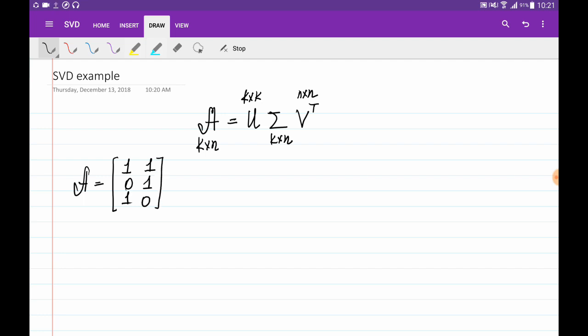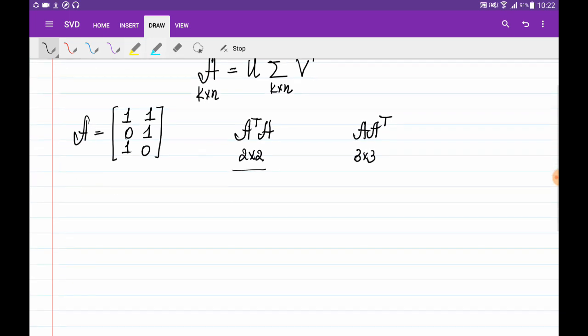In the beginning, before we start, we need to see what will be the size of A transpose A and A A transpose. If we multiply A transpose to A, we're going to have a 2 by 2 matrix, and if we multiply A A transpose, we're going to have a 3 by 3 matrix. So it is better to start with finding the eigenvalues and eigenvectors of this 2 by 2 matrix because it is smaller. In the first step, we need to multiply this matrix and find its eigenvalues.